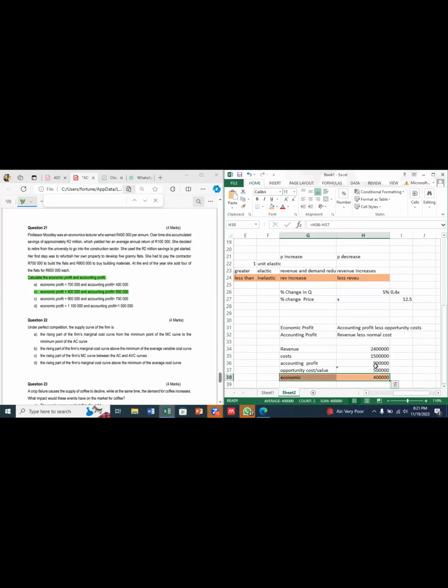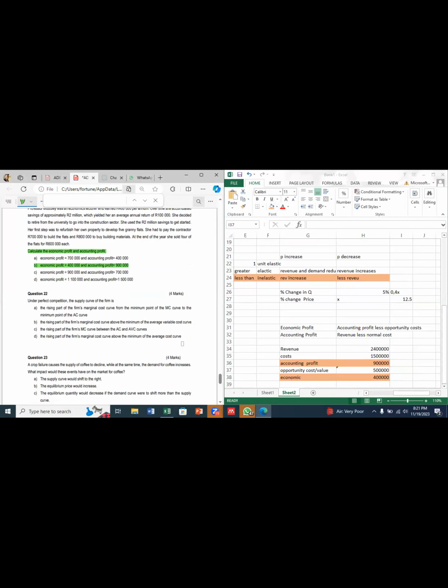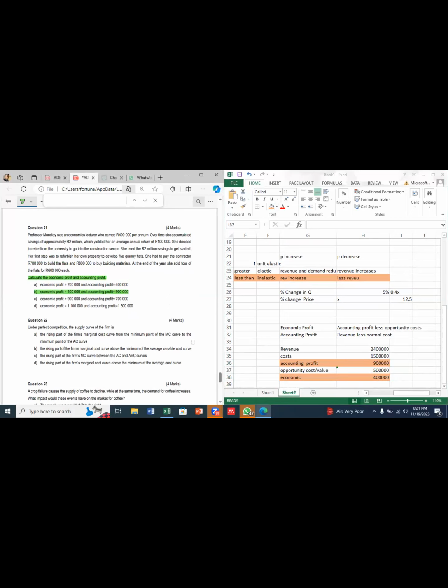Are we together here? Are we agreeing on the inclusion of both the annual salary and the annual return? Yes, those are the opportunity costs. All right, so are we together there?